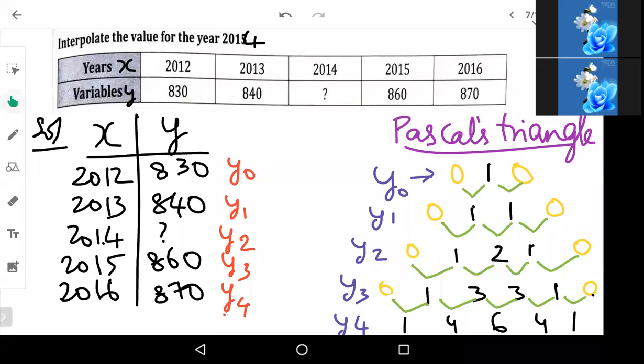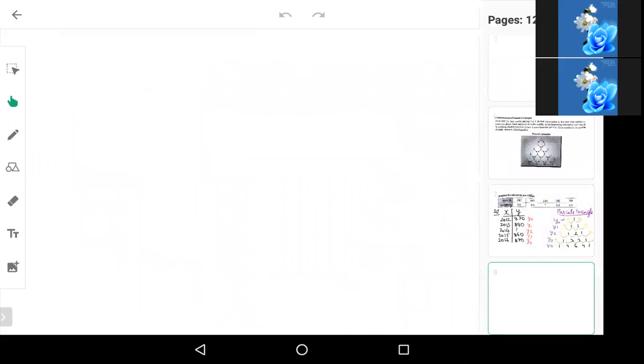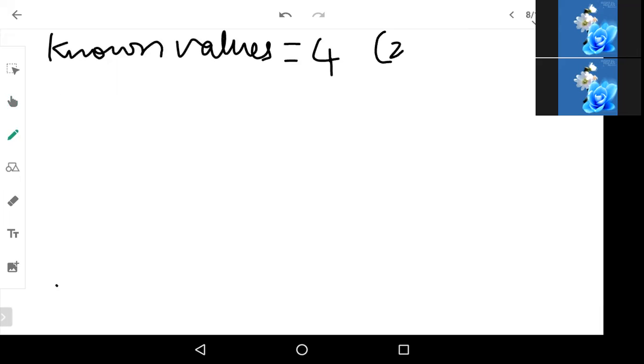Now, if you see these numbers here, out of 2012, 13, 14, 15, 16, we know 2012 data, we know 2013 data, we know 15 and 16. So out of 5 data, we know 4 of the data here. Correct? So the known values are 4. Which are the 4 known values? 2012 data, 13 data, 15 and 16. These are the 4 known values.